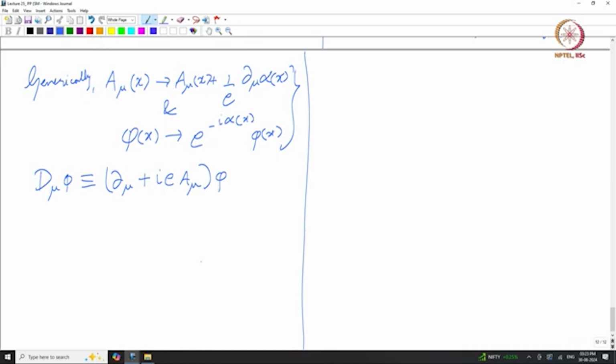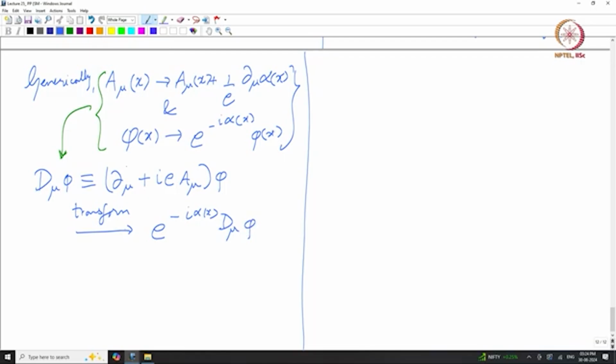If I apply this transformation on this combination, okay, of the derivative and the field, then you will find, what do you find? That under the transformation, this goes as e power minus I alpha of that, okay. How do you see that?